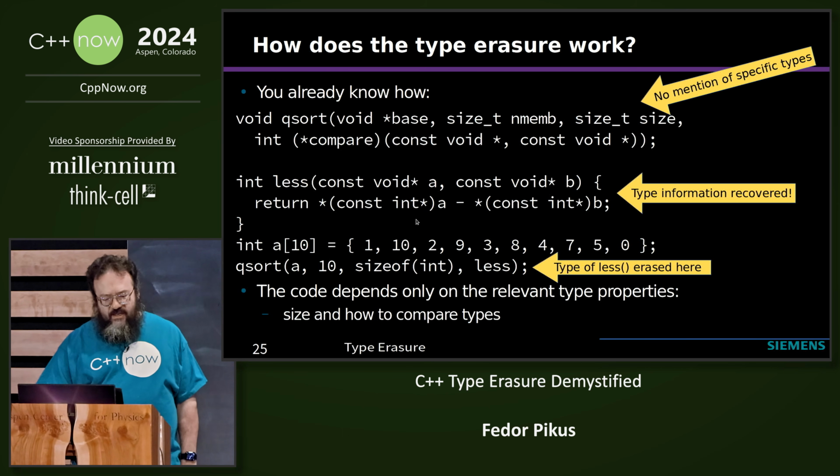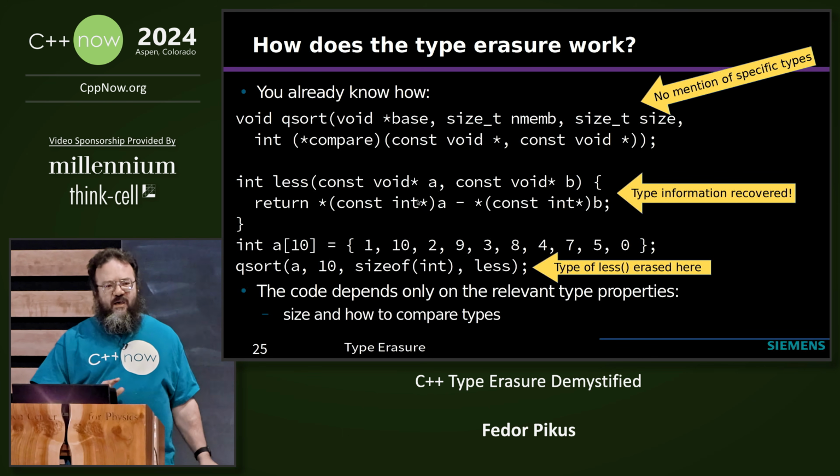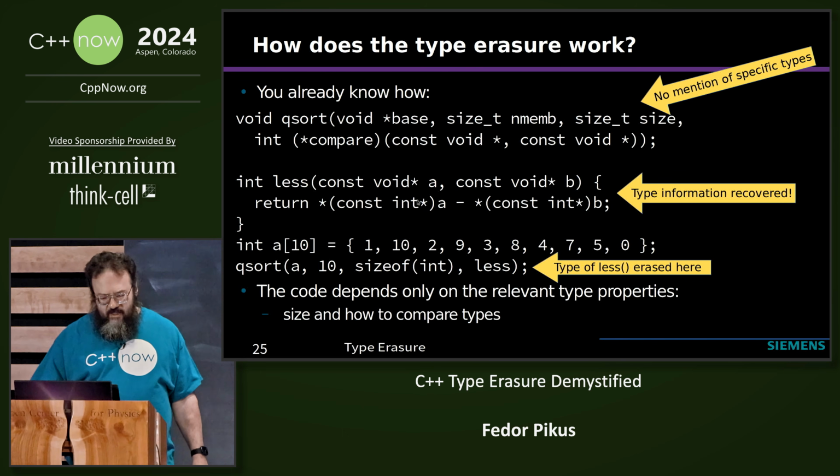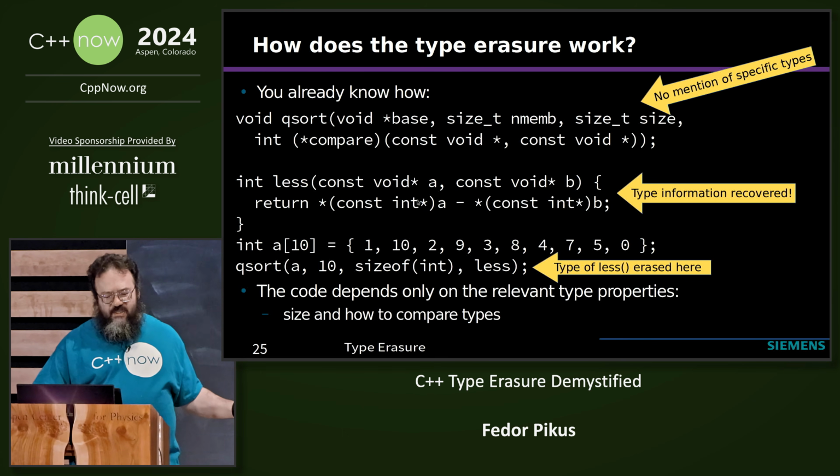The code depends only on the relevant type properties, whatever they happen to be. Whatever I need to use here, those are the type properties I care about. All other properties of this type, and obviously the size in this case, I don't care about. So this is type erasure in C.